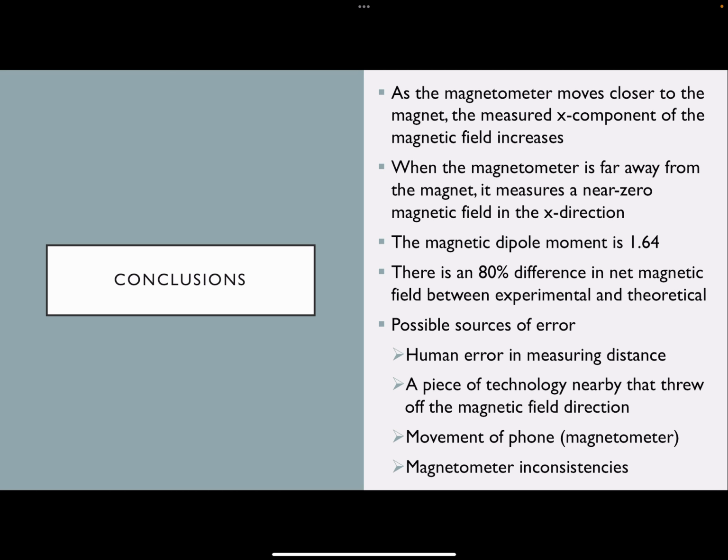In conclusion, as the magnetometer moves closer to the magnet, the measured x component of the magnetic field increases. When the magnetometer is far away from the magnet, it measures a near zero magnetic field in the x direction. We found the magnetic dipole moment to be 1.64, and there's an 80% difference in the net magnetic field between the experimental and theoretical. So not a great experiment, not great results. Possible sources of error: we had human error in measuring distance. A piece of technology nearby could have thrown off the magnetic field direction. Unexpected movement of the phone could have thrown off our measurements, and then also just general inconsistencies because it was just a phone app.